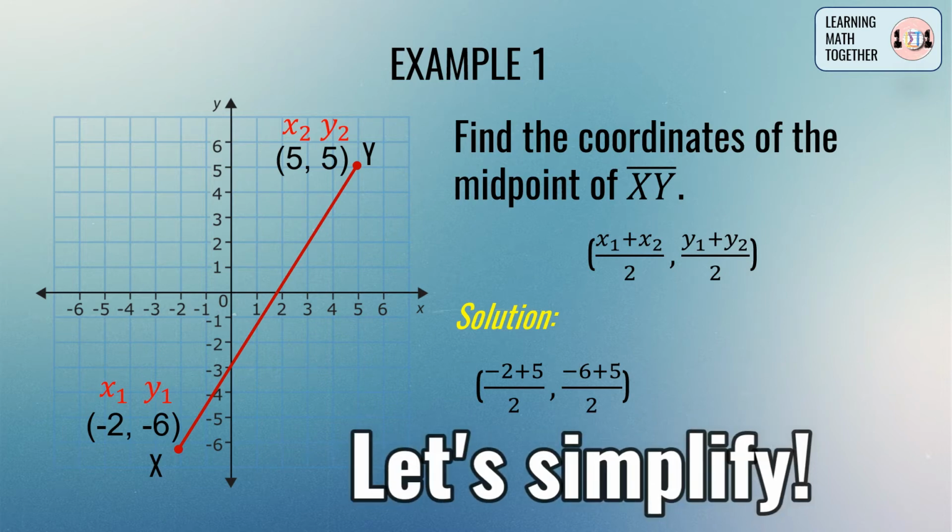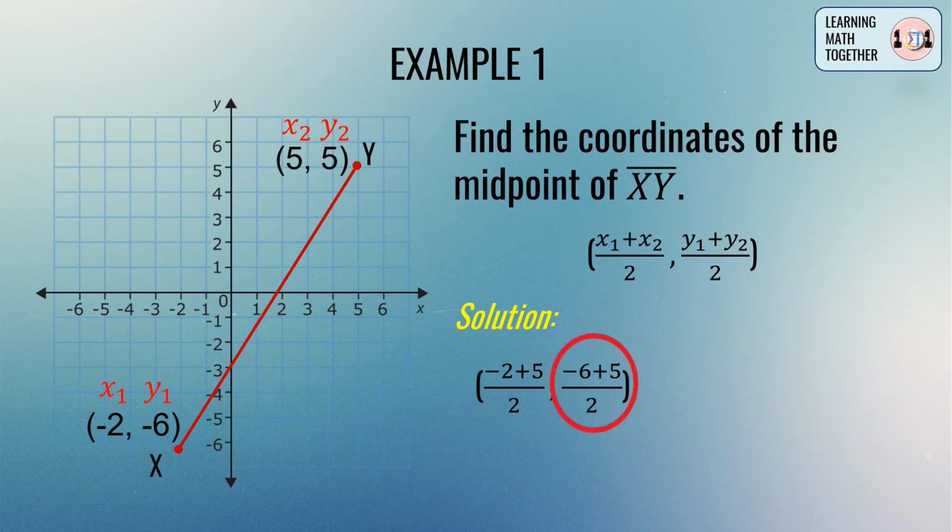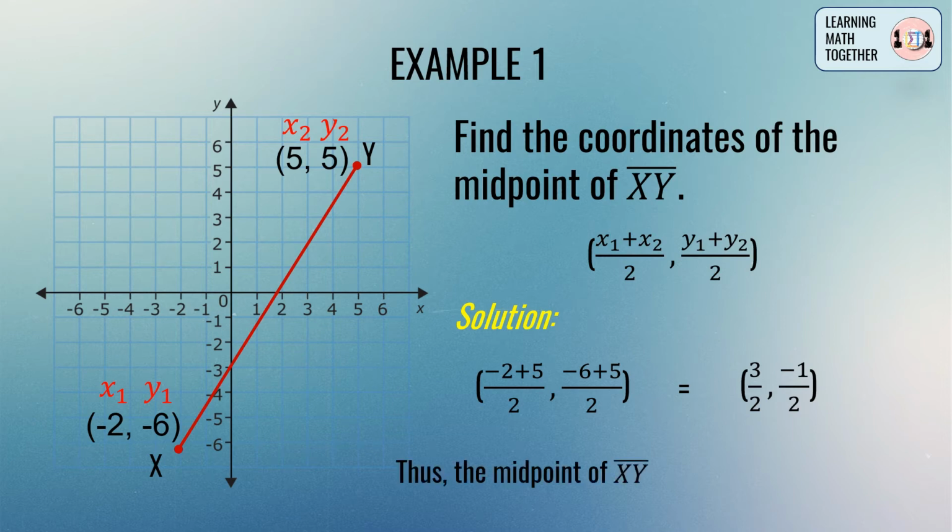Next step is to simplify our x and y coordinates. So -2 plus 5 over 2, that is simply 3/2. And for the y ordinates, we have -6 plus 5, that is equal to -1, and then just copy over 2. So as you can see, there is no way to simplify our x and y coordinates. Thus, the midpoint of line segment XY has coordinates of 3/2 and -1/2. So this will be our final answer.